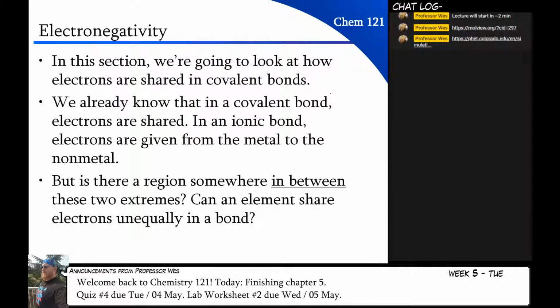Now, is there some sort of in-between state? Can I share my electrons but unevenly? Like, I'll share them, but I get them most of the time. That's technically not sharing in the same sense that it would be for a covalent bond, right? It's kind of, sort of ionic, kind of, sort of covalent. Can we get something like that? And it turns out the answer is sure. Why not? It depends on what atoms you are bonding together.